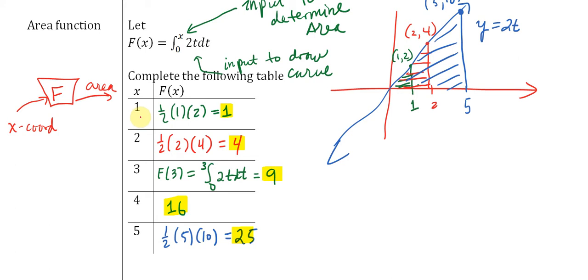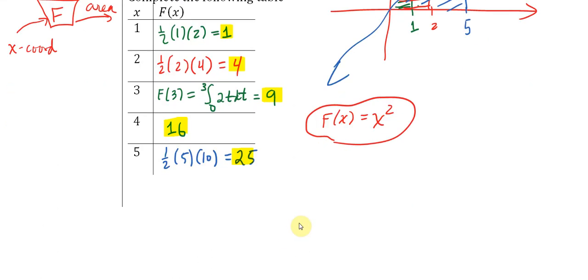If you notice, when you plug in 1 for x, you get 1 for f. 2 for x, you get 4 for f of x, 3 for x, 9 for f of x, 4 for x, 16, and so on. So this suggests that f of x is going to equal x squared. Okay, so this is important. f of x is equal to x squared.